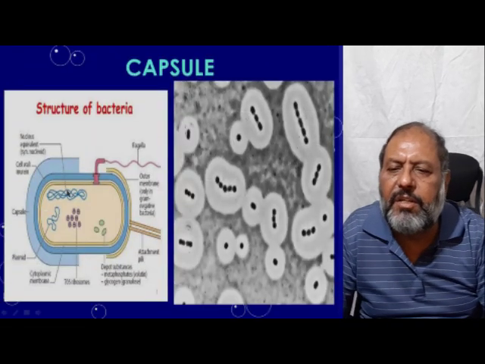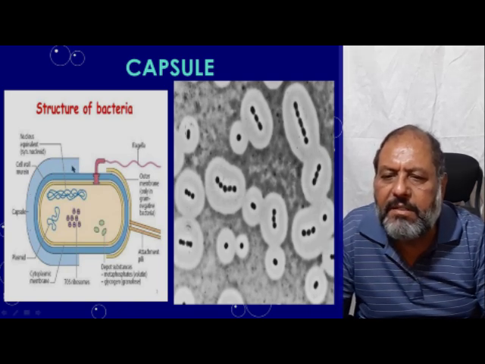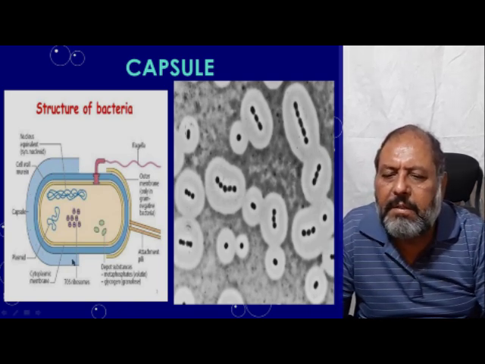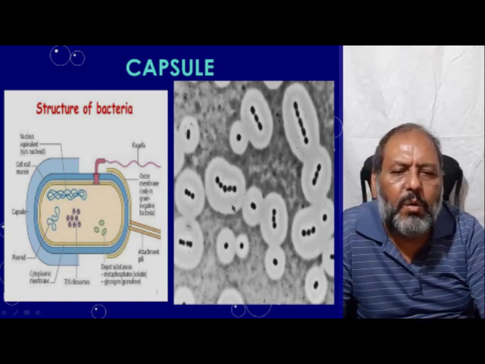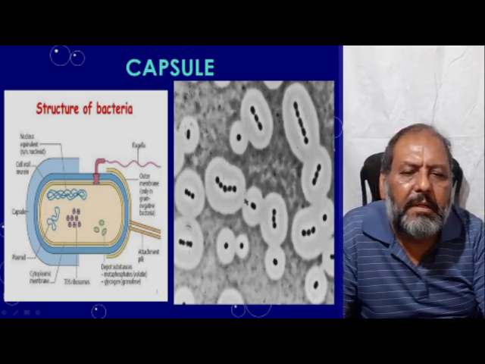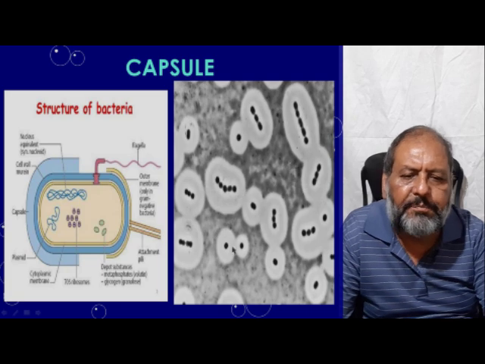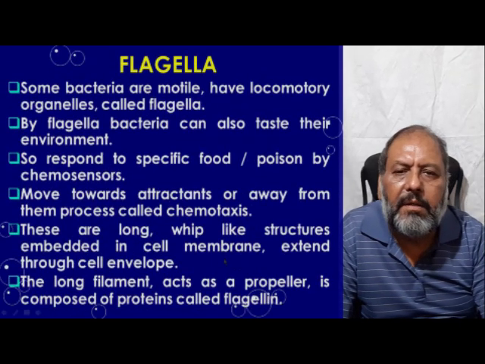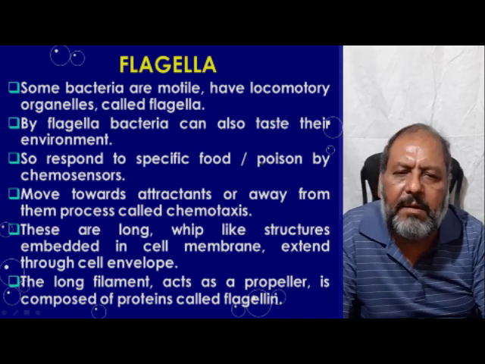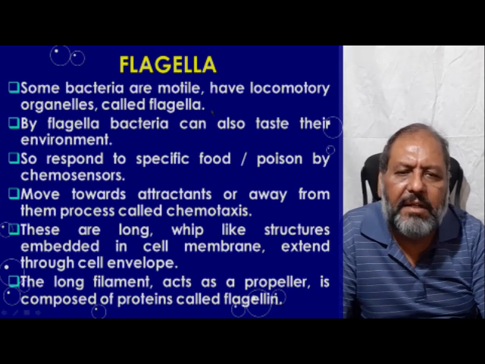Here one can see the cell wall, and outside of that is the capsule. This is the thick layer of the capsule outside the cell wall, and here one can see the capsule staining. The bacteria do have the staining of the capsule, and one can see the capsule around the bacteria very easily. Flagella. Some bacteria are motile and have locomotive organs called flagella.